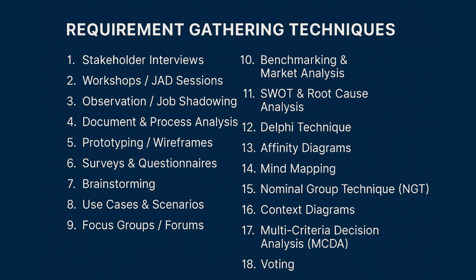Moving on to the next technique, which is document and process analysis. Document analysis refers to reviewing the existing documentation such as contracts, policy manuals, standard operating procedures, system specifications, past project reports, and regulatory guidelines. Process analysis is all about how you study the current workflow, the current process map, or the operation steps to identify inefficiency, gaps, and improvement opportunities. Both are useful tools in requirement gathering.